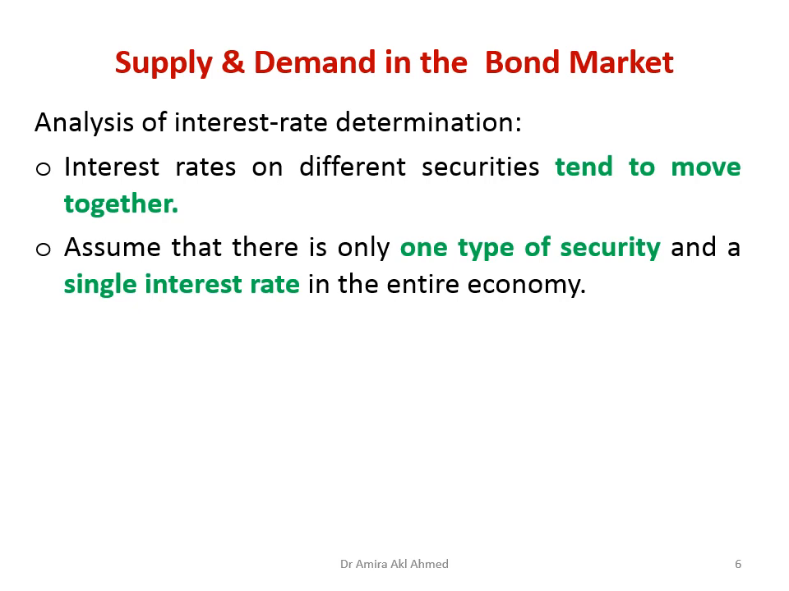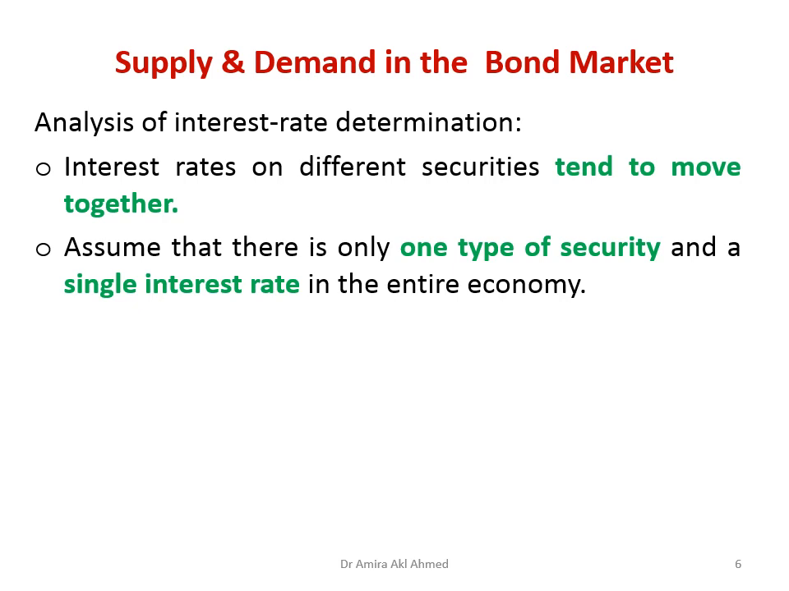We now turn our attention to the analysis of interest rate determination. This is done through studying the supply of and demand for bonds, taking into consideration that rates on different securities tend to move together. The current chapter acts as if there is only one type of security and a single interest rate in the entire economy.